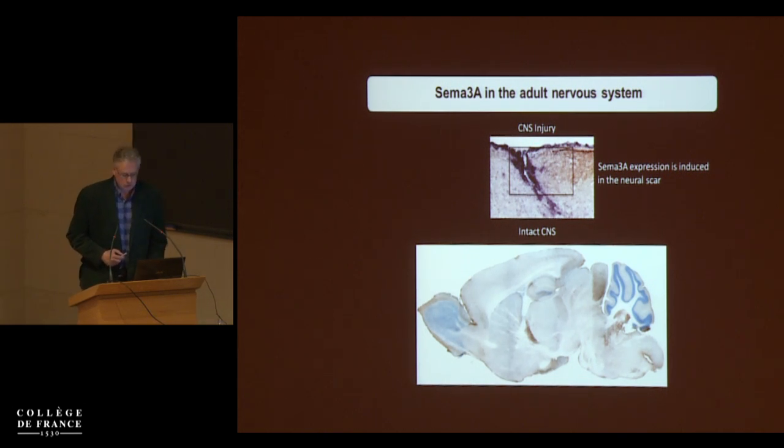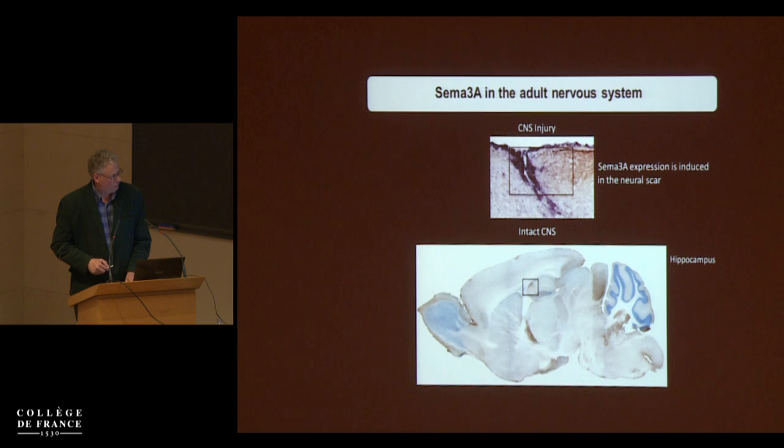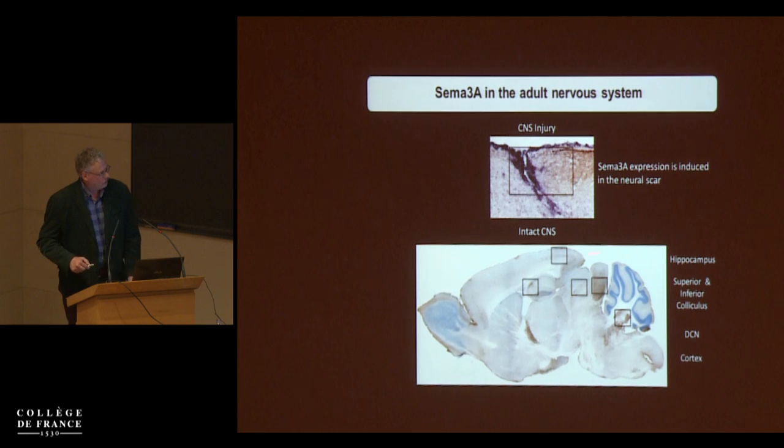But the protein is also expressed in the intact adult CNS at multiple locations, for instance in the hippocampus here in the CA2 area, an area that's apparently very rich in extracellular matrix molecules, as already shown by Andreas also. In the superior and inferior colliculus, in the deep cerebellar nuclei of the cerebellum, and also in the cortex. The brown staining is semaphorin 3A staining.